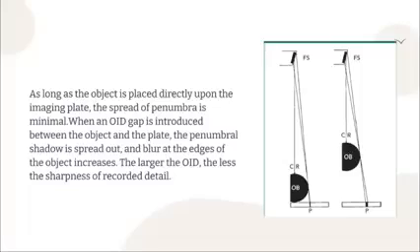When an OID gap is introduced between the object and the plate, the penumbral shadow is spread out, and the blur at the edges of the object increases. The larger the OID, the less is the sharpness of the recorded detail. Okay? So the more you move the object or the patient away from the IR, that means your penumbra will also increase. So your object or the patient should be as close as possible to the IR. Okay, so that penumbra is minimized, therefore producing a sharper image.